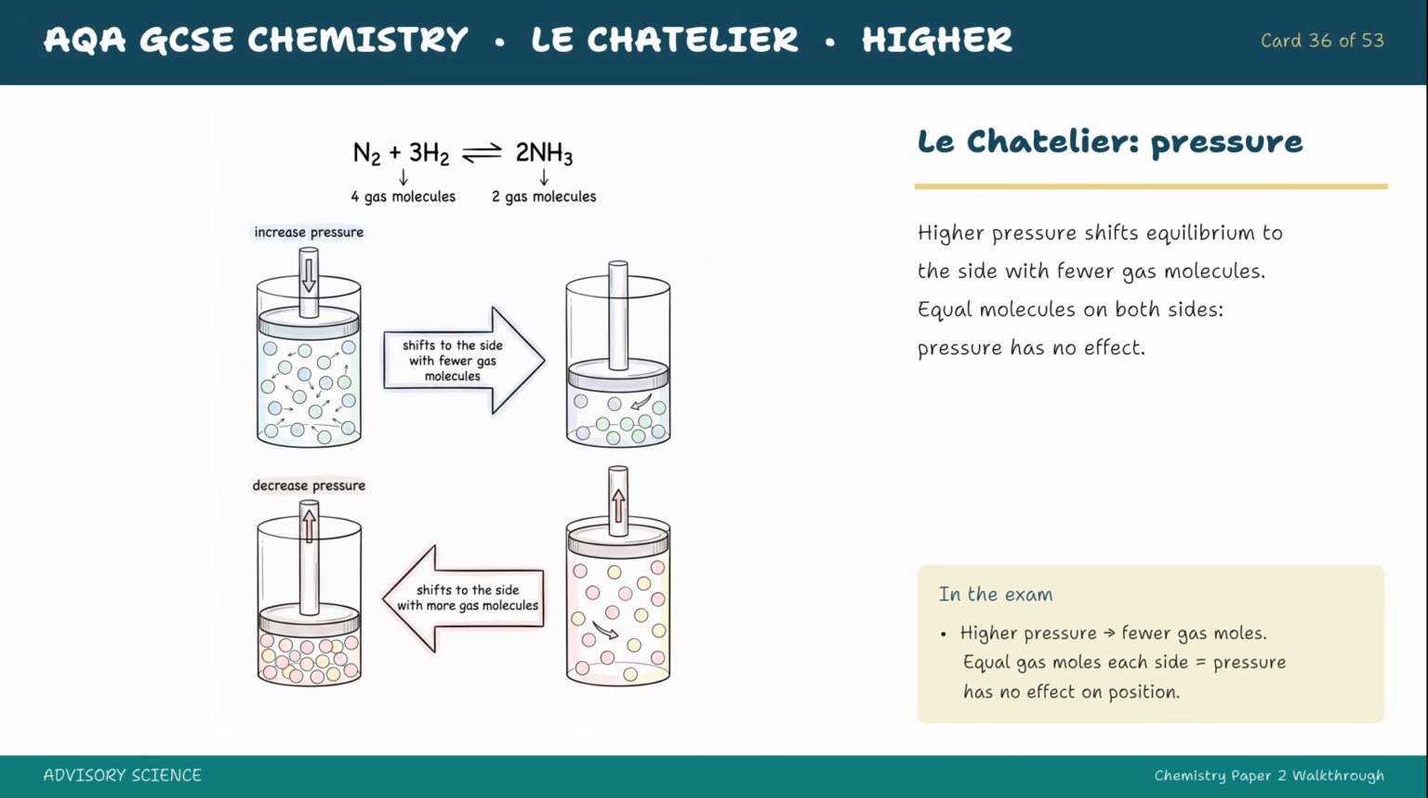To answer these questions, you must count the number of gas moles on each side using the big numbers in the balanced equation. In the exam, always count the moles of gas on each side first. Increase pressure, then the equilibrium goes to the side with the fewer gas molecules. If both sides have the same number of gas molecules, changing the pressure has no effect on the position of equilibrium.